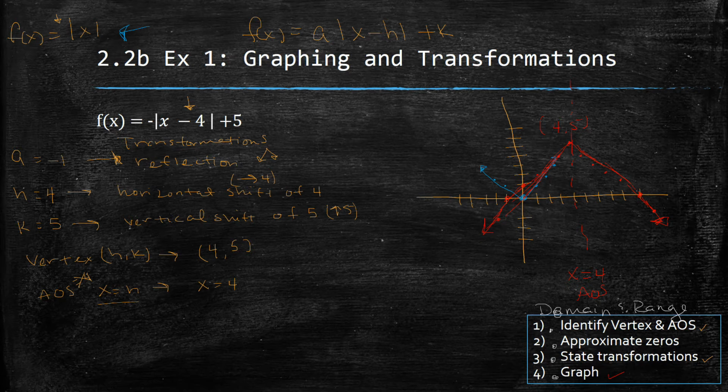Okay, so we graphed it, and now we need to approximate the zeros. Now your zeros happen where your function crosses the x-axis. So that happens in two places here, right there at -1 and right there at 9. So when you state your zeros, do them over here. Okay, they're just the points, and I'm not asking you to solve for them. So it's at the point -1, 0 and 9, 0.